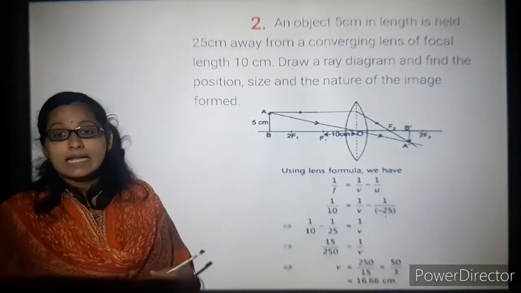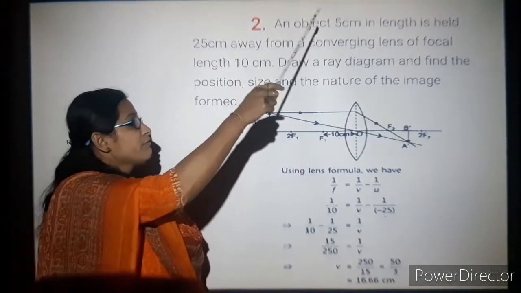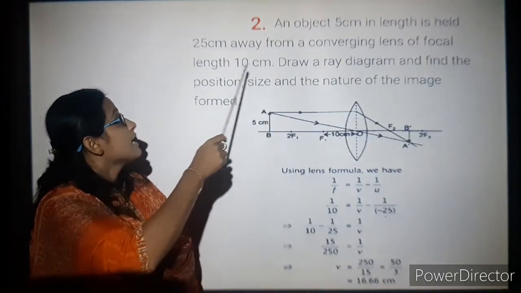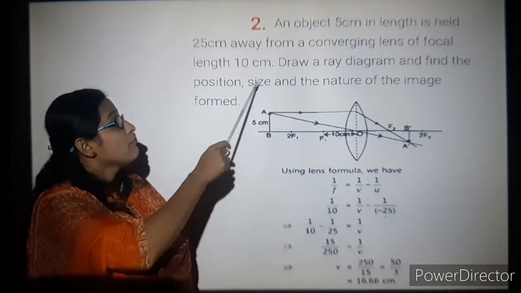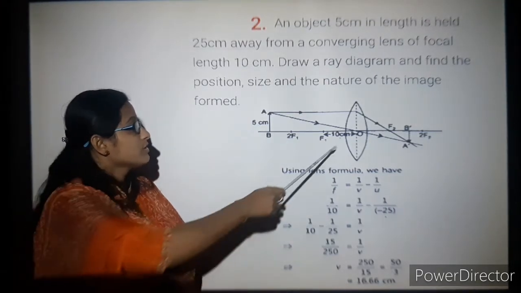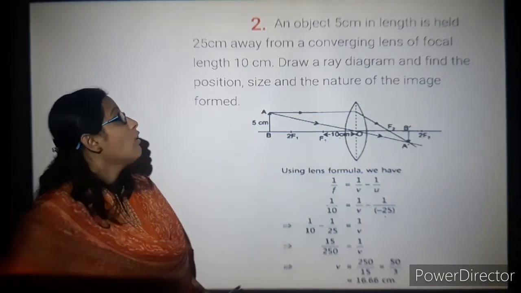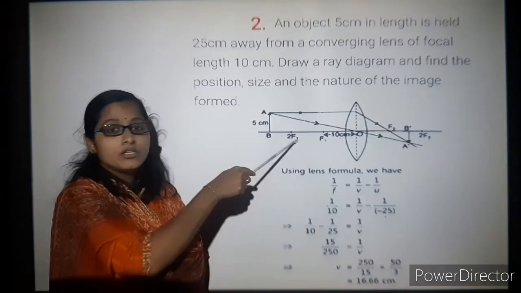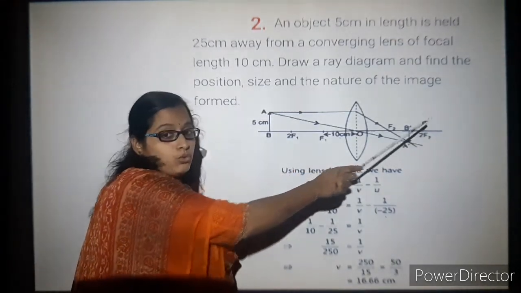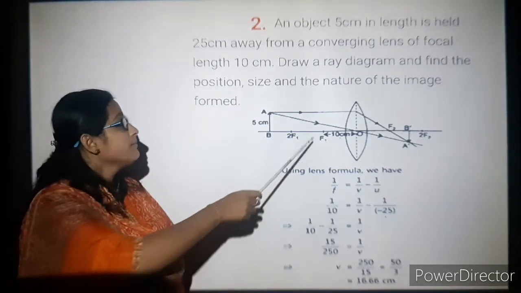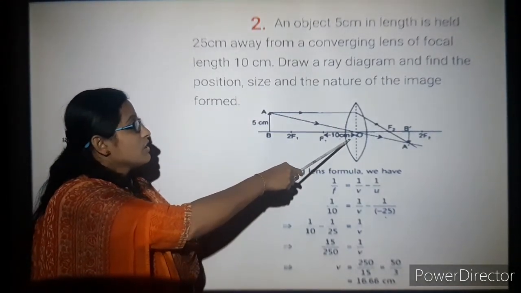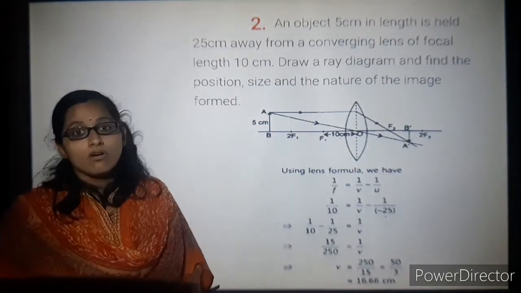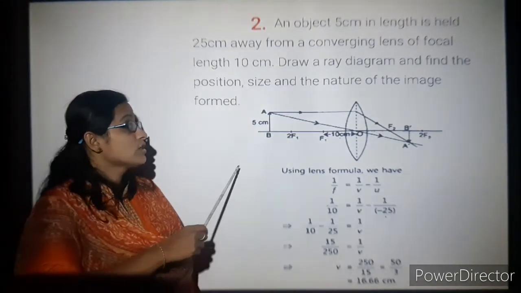So let's move on to the next problem. An object 5 centimeters in length is held 25 centimeters away from a converging lens of focal length 10 centimeters. For a lens you have focal points f1 and 2f1, f2 and 2f2, so you will have two different focal lengths. They have given a converging lens of 10 centimeters. You need to draw a ray diagram and find the position, size and nature of the image.